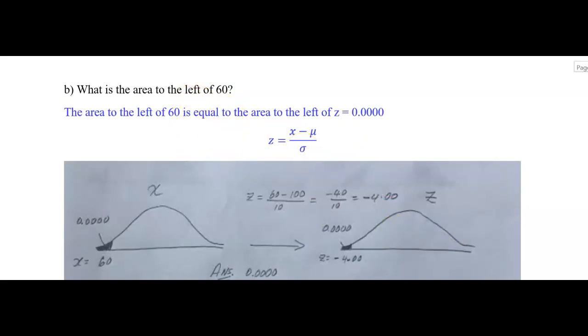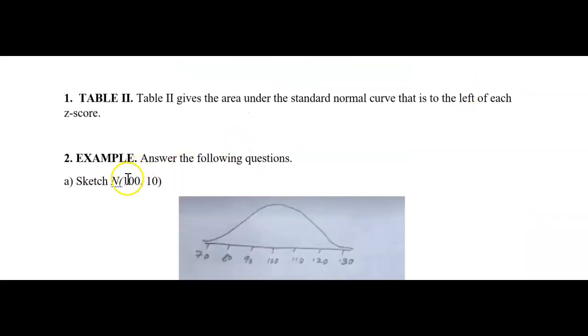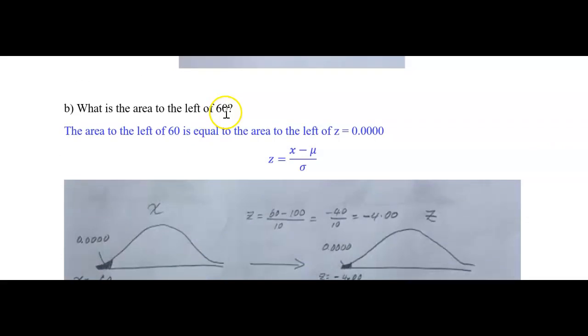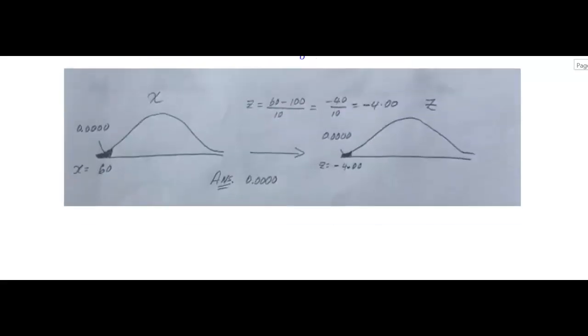So we have the mean is 100, the standard deviation is 10, and the value that they're giving us would be our x value. So what is the area to the left of 60? Now look at what we did here. I did it on paper to give more explanation. This is my curve, the x curve, the normal distribution. We want to convert it to the standard normal distribution. Well, the area to the left of 60 corresponds to the area to what on table 2?